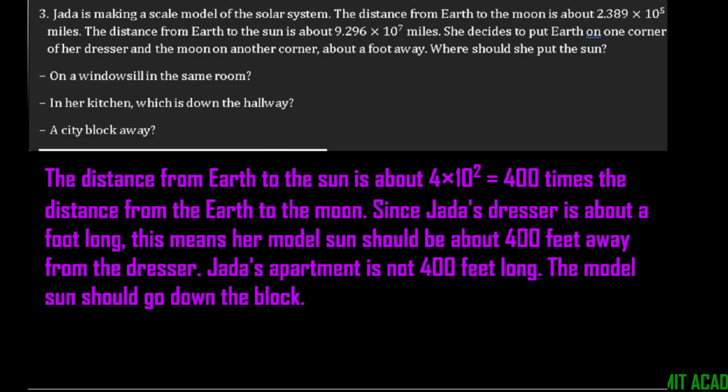So what we can say for this one is the distance from the Earth to the Sun is about 4 times 10 to the second power, which is about 400, and that's times the distance from the Earth to the Moon. Since Jada's dresser is about a foot long, this means that her model sun should be about 400 feet away from the dresser. That means that Jada's apartment is not 400 feet long, and so the model sun should go down the block. So it gave you a couple options and we worked through it using scientific notation.